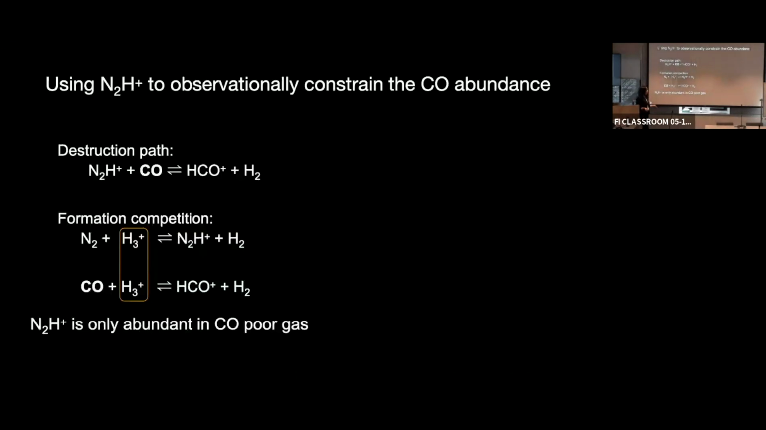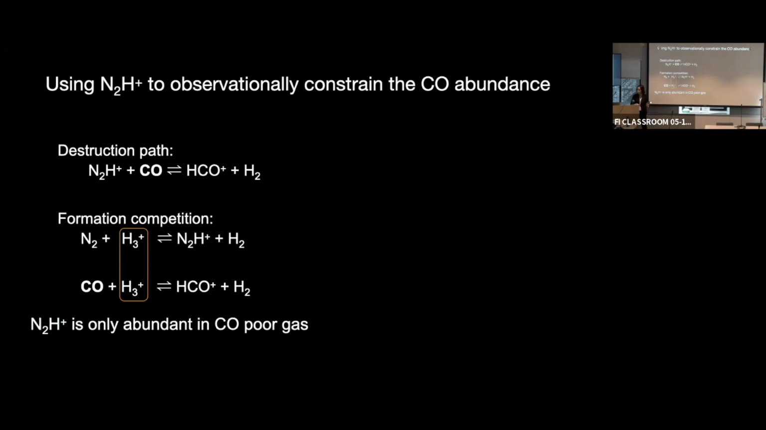So here we added an additional chemical tracer. The tracer we chose is N2H+. This is because N2H+ chemistry is known to depend on the CO gas phase abundance. N2H+ is easily destroyed if gas phase CO is around, forming HCO+. At the same time, the formation of N2H+ is a competing process with CO. N2 needs to combine with H3+ to form N2H+, while CO is also reacting with H3+ to form HCO+. Because of the two competing processes and the destruction pathway, N2H+ is only abundant in CO-poor gas.